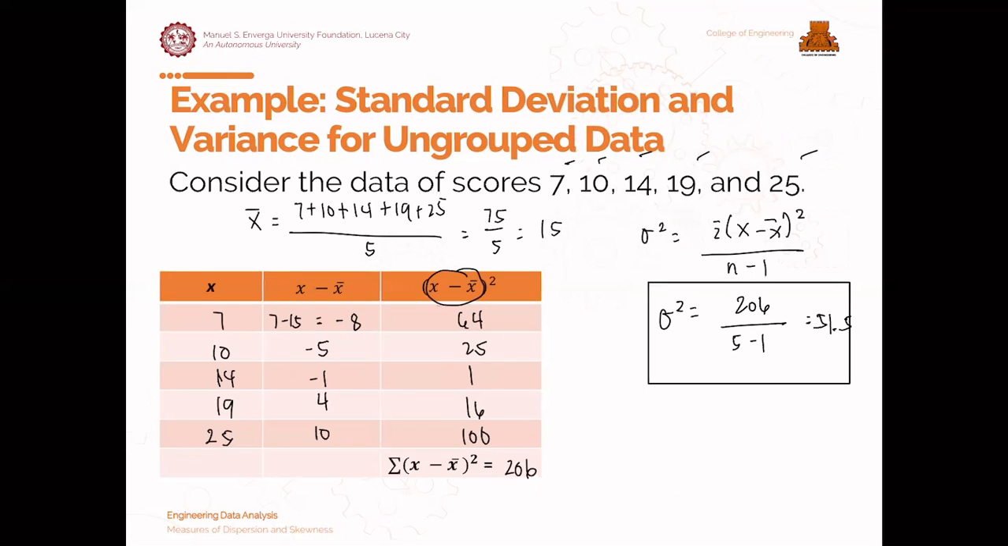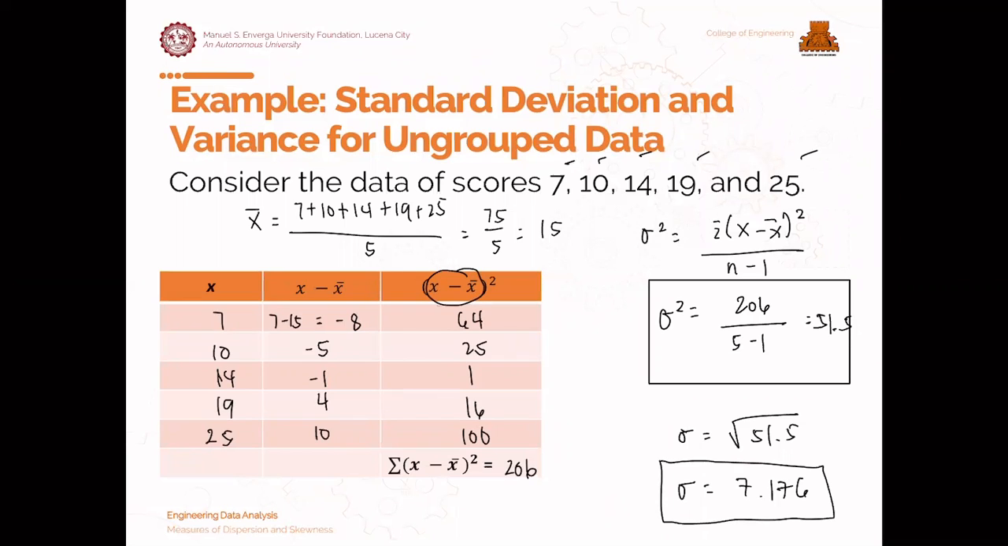Okay? Then, para kunin natin yung standard deviation, we get the square root ng variance natin. So, yung standard deviation natin is 7.176. Okay?